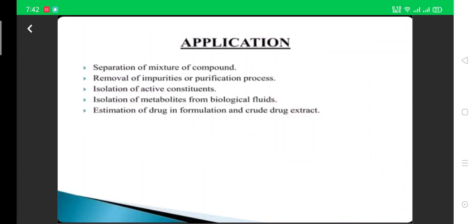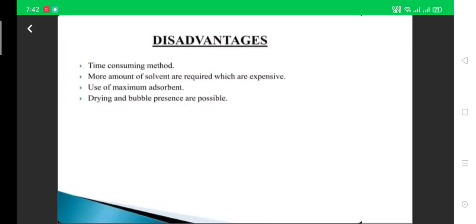Applications of chromatography are separation of mixtures of compounds, removal of impurities or purification, isolation of active constituents, isolation of metabolites from biological fluids, estimation of drug in formulation, and crude drug extract.